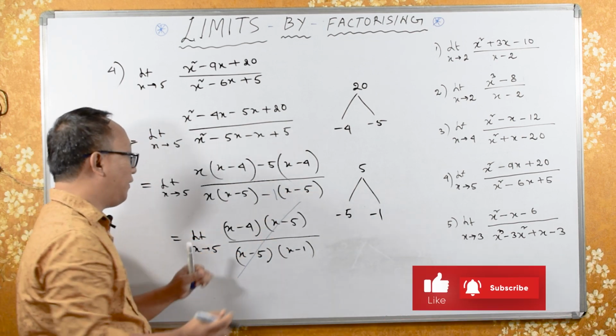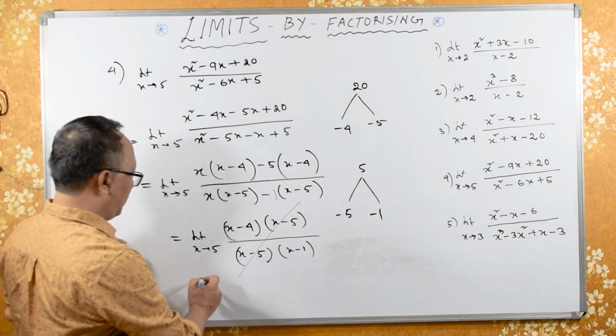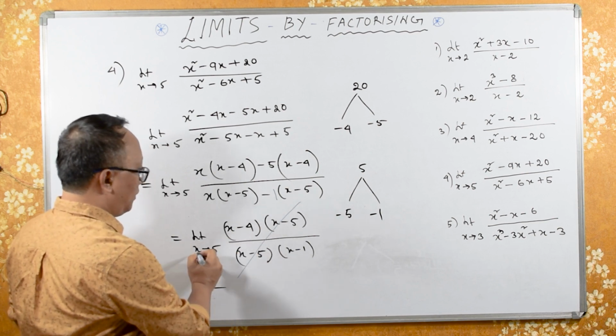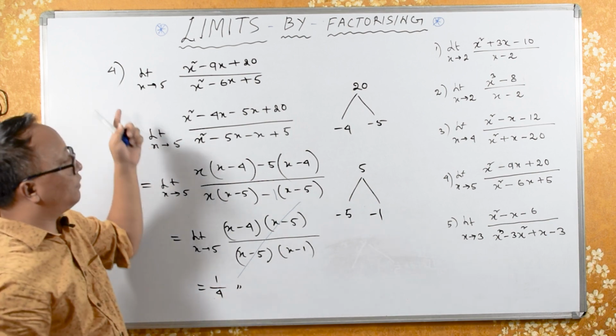When x tends to 5, x is not equal to 5, so here it's defined. We have a different value. Here 5 minus 4 is 1, upon 5 minus 1 is 4. This is the required answer for 4.